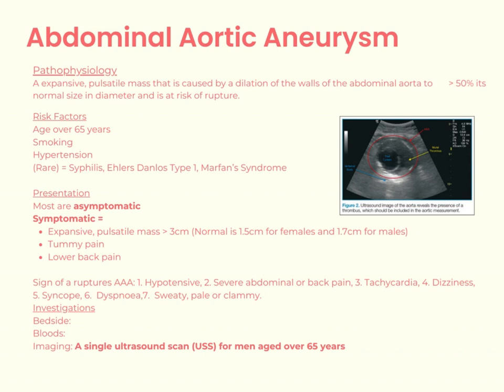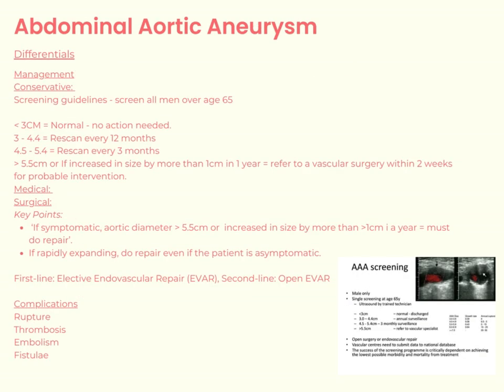Most abdominal aortic aneurysms are asymptomatic, but they can become symptomatic, especially if they've ruptured. So you'll typically present with abdominal pain, lower back pain, syncope, hypertension, a rapidly expansive pulsatile mass, and tummy pain. Other features of a ruptured AAA include tachycardia, dizziness, sweaty, clammy, pallor, dyspnea. And the gold standard investigation is a single ultrasound scan that's offered to all men over the age of 65.